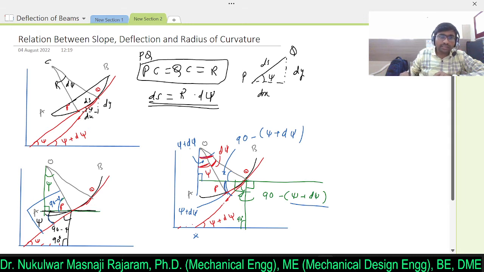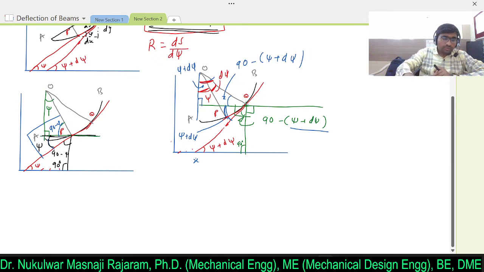And this one is psi. So I can say del psi. That's why this angle becomes del psi. Clear? So from that, can I consider del S equal to R into del psi? Simple. So I will write the radius of curvature, that is nothing but del S divided by del psi. Simple. Now come to the next part of the discussion.